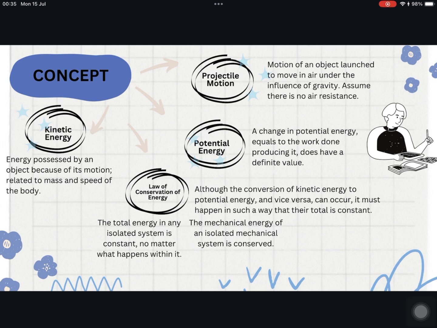Kinetic energy is energy possessed by an object because of its motion, related to the mass and speed of the body. Potential energy: a change in potential energy equals the work done producing it, thus it has a definite value. For the law of conservation of energy, the total energy in any isolated system is constant, no matter what happens within it. Although the conversion of kinetic energy to potential energy and vice versa can occur, it must happen in such a way that the total is constant. The mechanical energy of an isolated mechanical system is conserved.